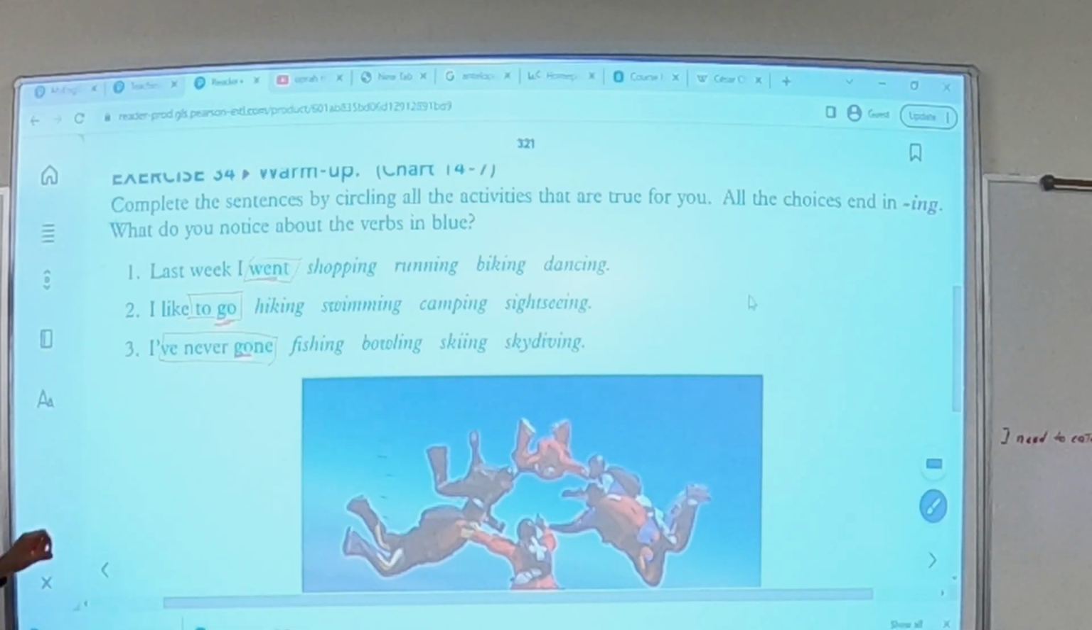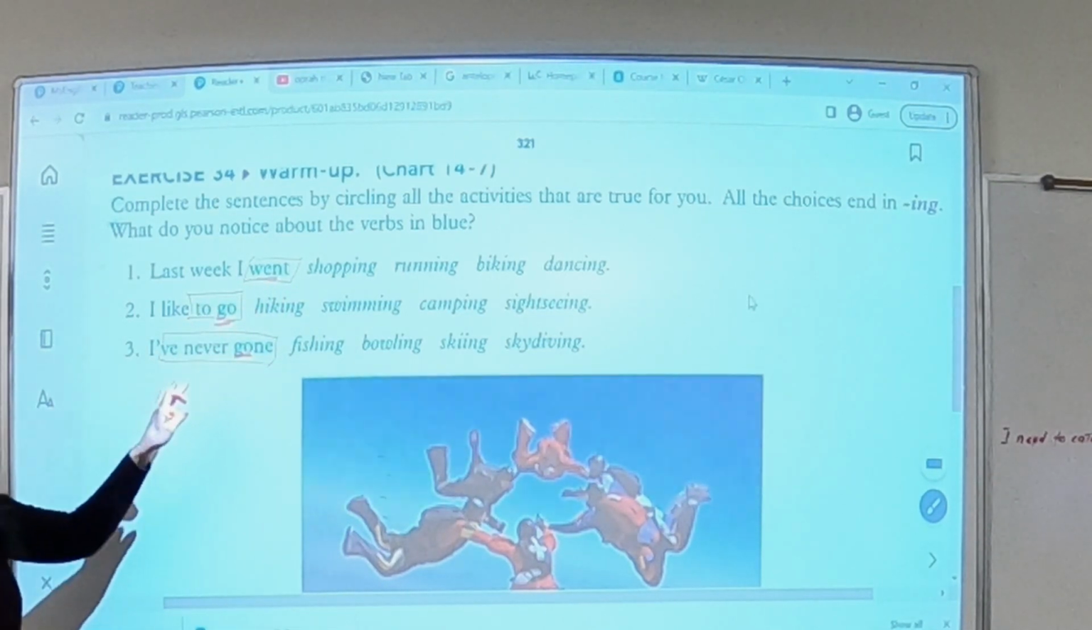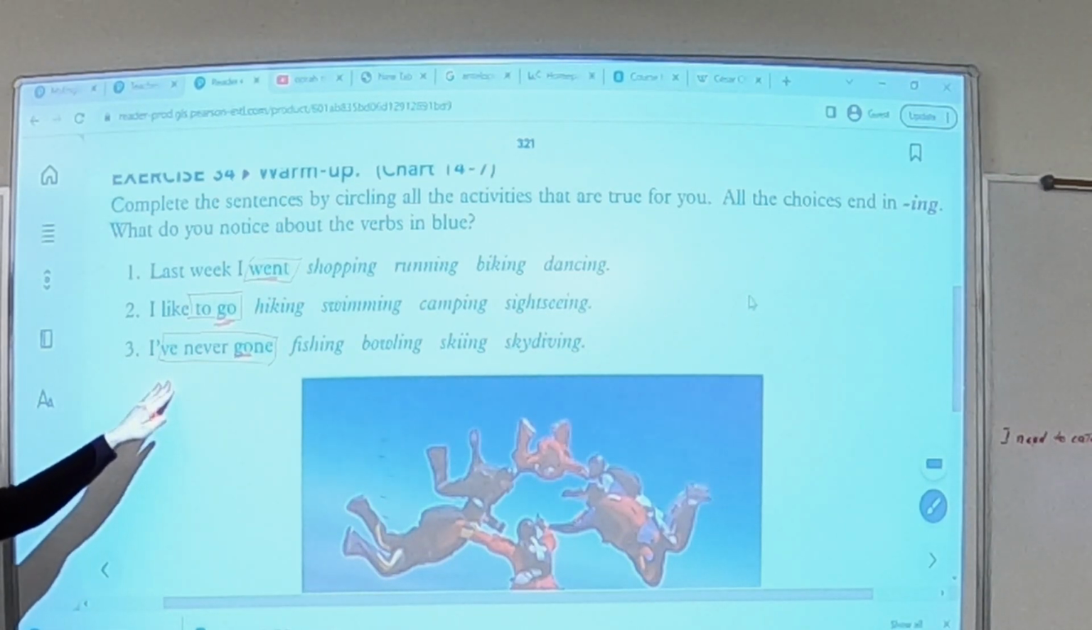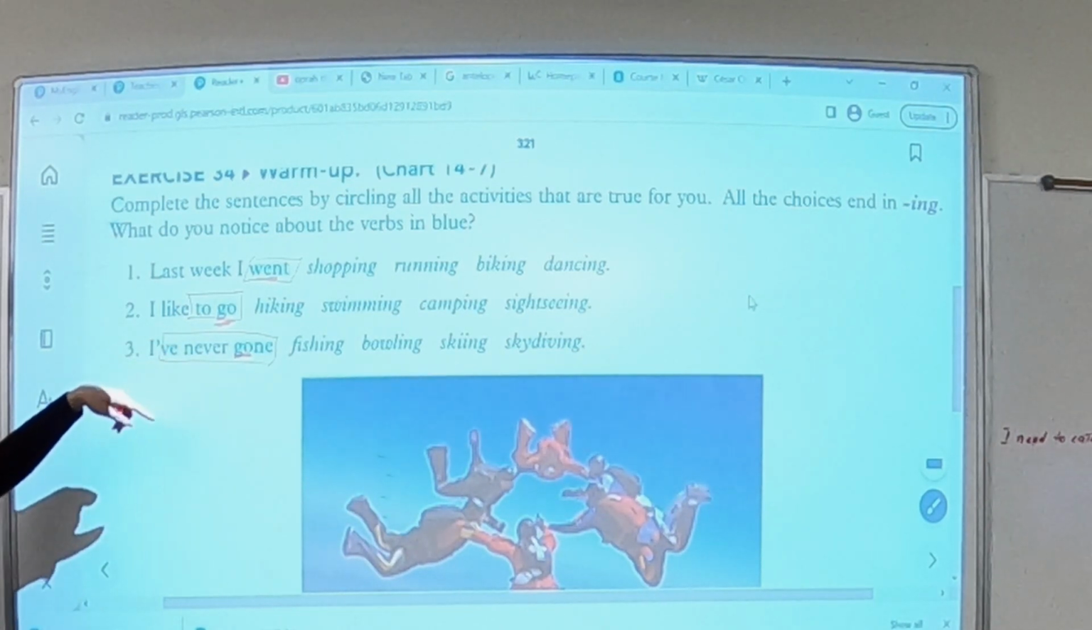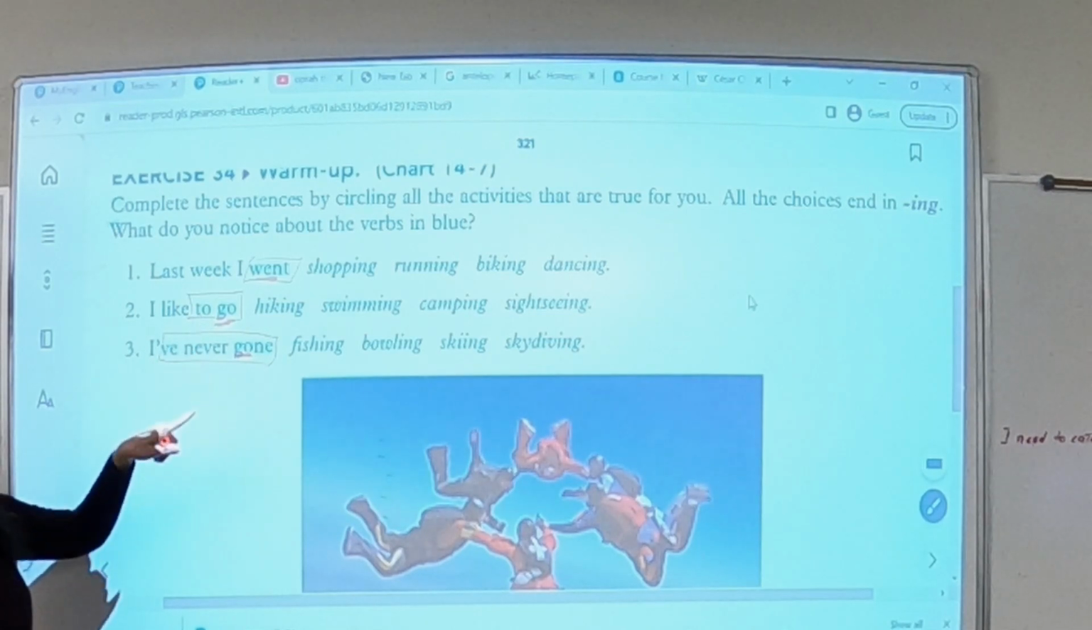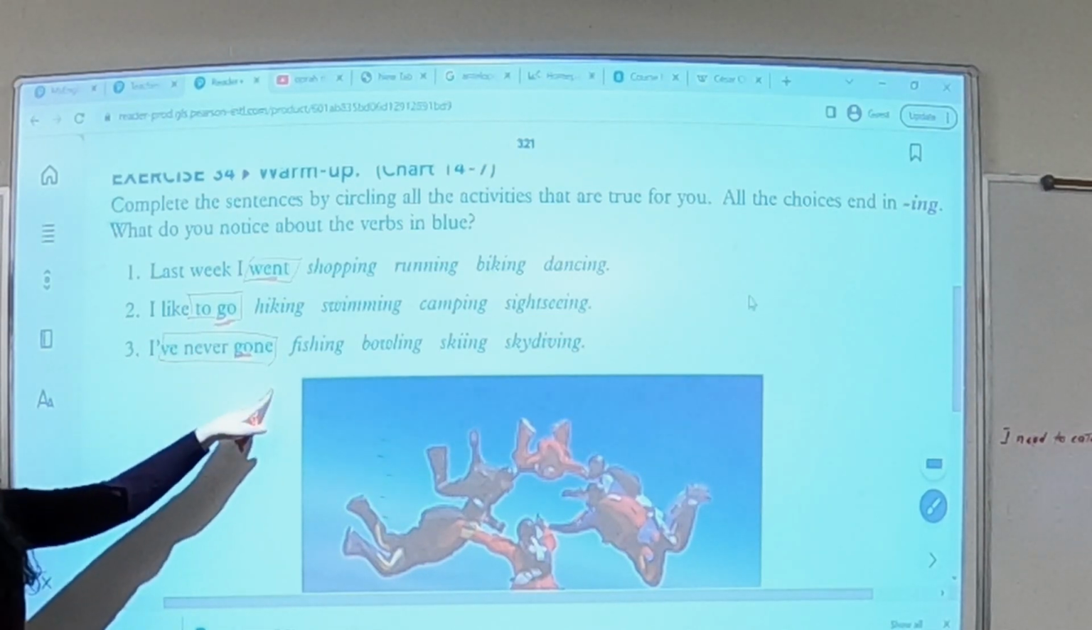Okay, so these three verbs in blue, what is the base form of the three verbs? Go. These are all different forms of the verb go. This is the simple past of go, the infinitive of go, the present perfect of go. This is go, go, go.